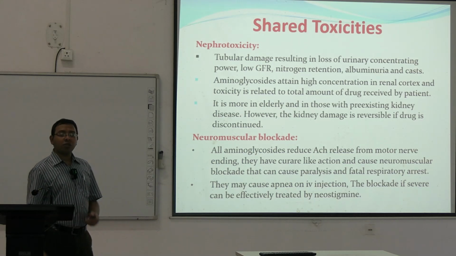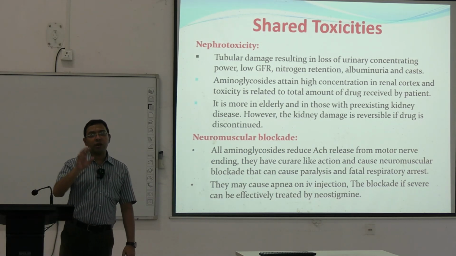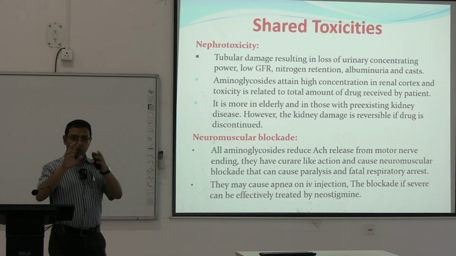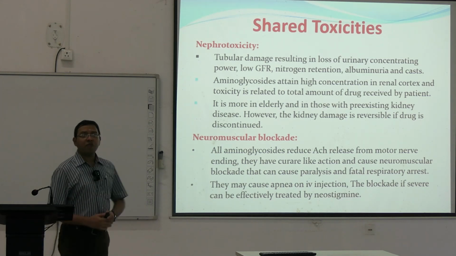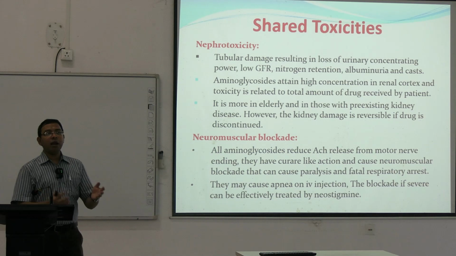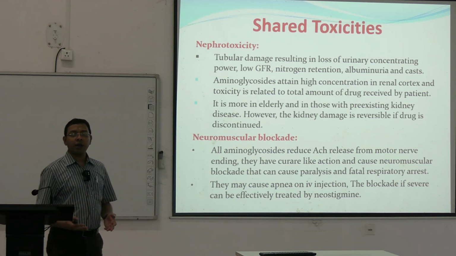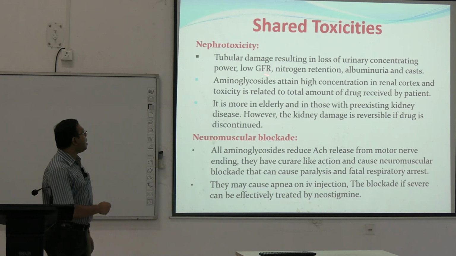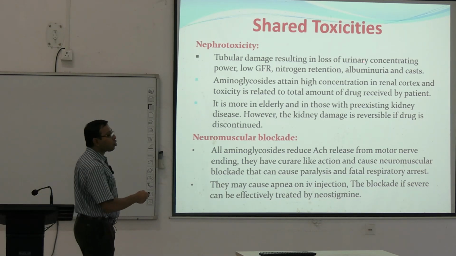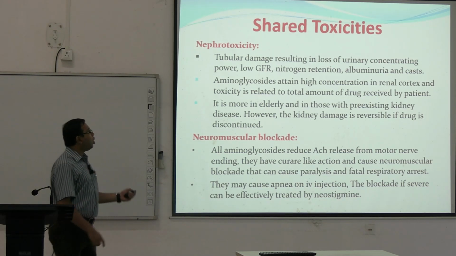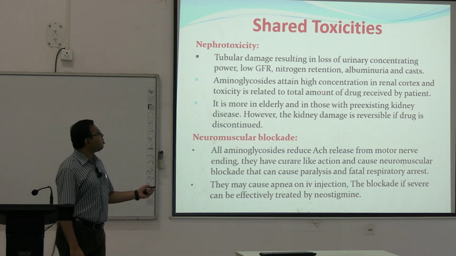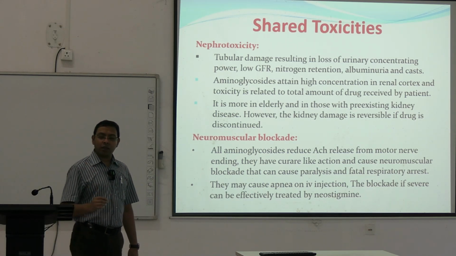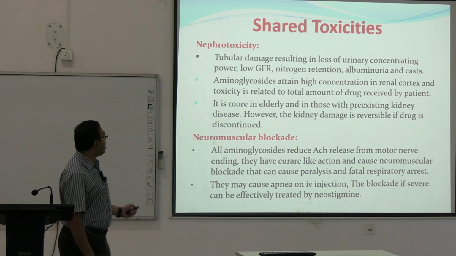Then coming to the nephrotoxicity. So first is the ototoxicity. Under ototoxicity, there are two types: cochlear toxicity and vestibular toxicity. And then coming to the nephrotoxicity. Again, it mainly concentrates high in the renal cortex. It is mainly excreted through glomerular filtration. So ultimately, tubular damage results in loss of urinary concentrating power, low glomerular filtration rate, nitrogen retention, albuminuria, and different types of casts, most commonly granular cast or hyaline cast, can develop.